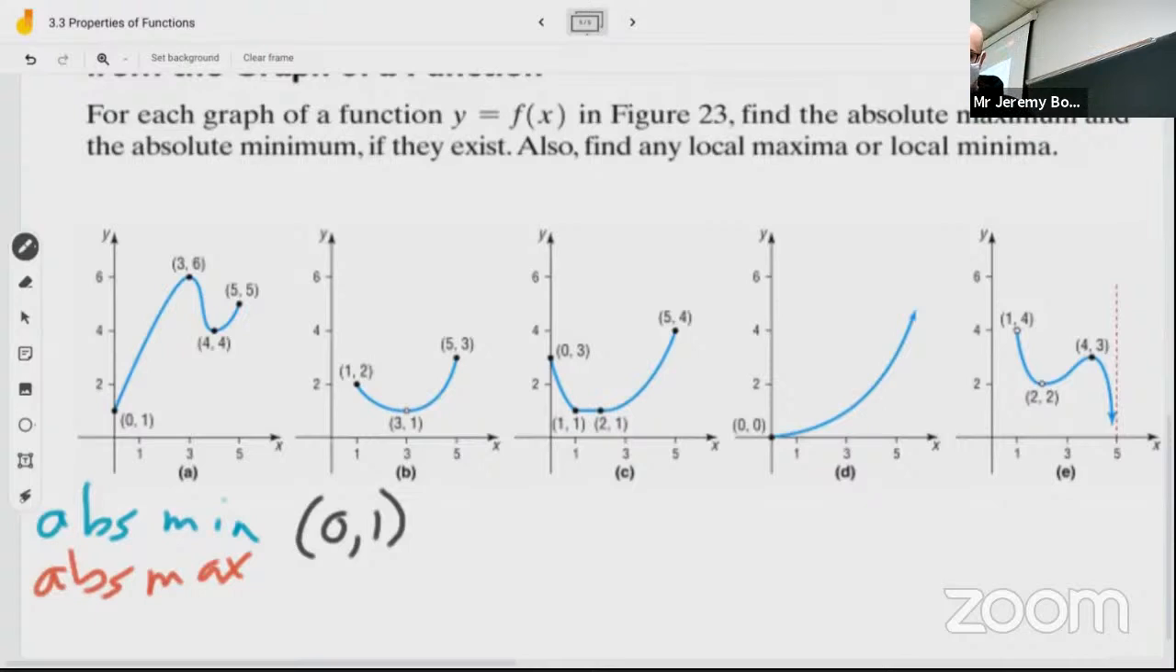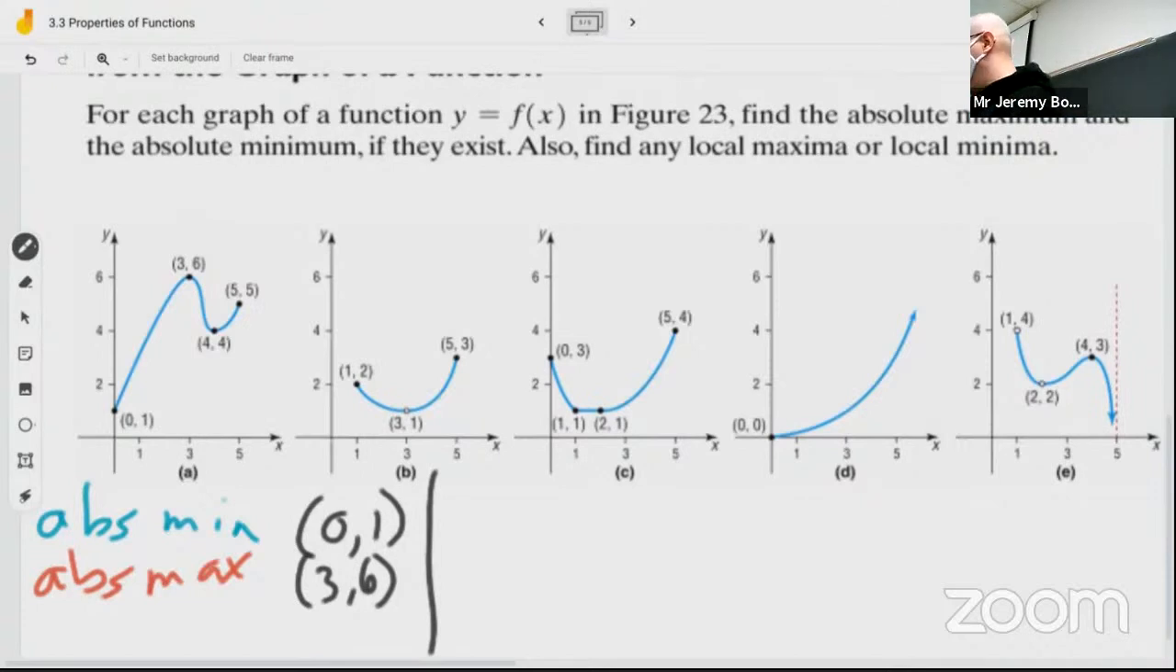What about my absolute max? What's the highest point? Close. 3, right? At 5 it's 5, but at 3, it's 6. So my absolute max is going to be at 3 with a value of 6. Any questions on that? Let's see the next.